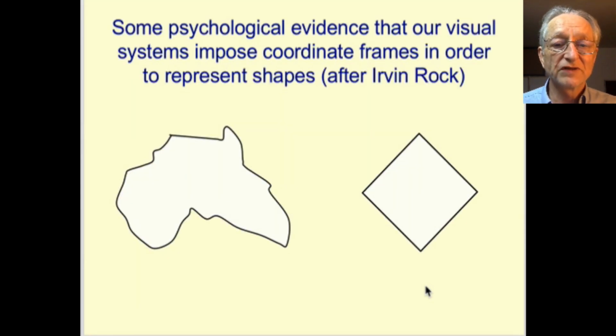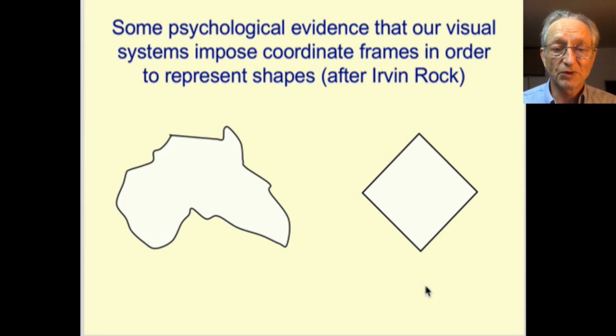Here's some psychological evidence from Irvin Rock. If you look at the country on the left, you're not sure what country it is, but if I now tell you it's tilted 45 degrees to the left, you immediately see that it's Africa. Until then, you probably thought it was some kind of reflective version of something like Australia. So the frame of reference you impose determines what shape you perceive.